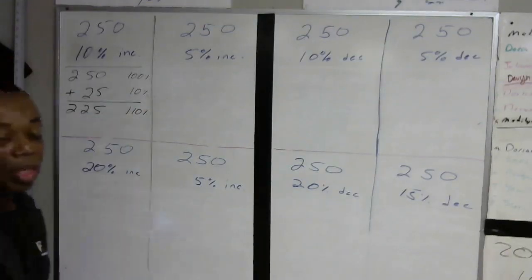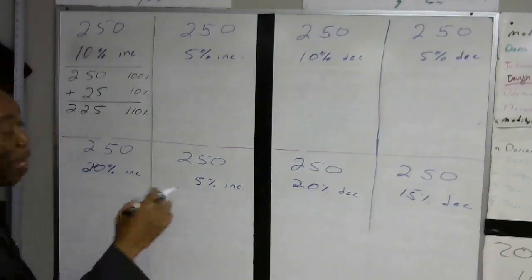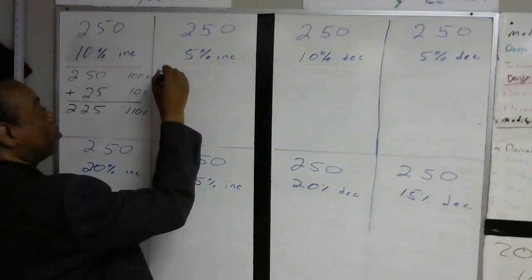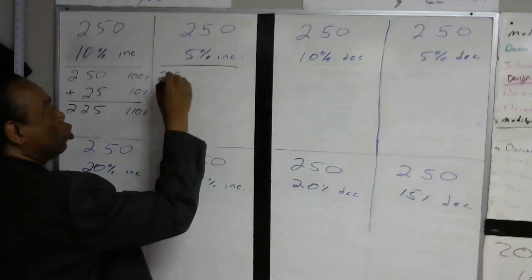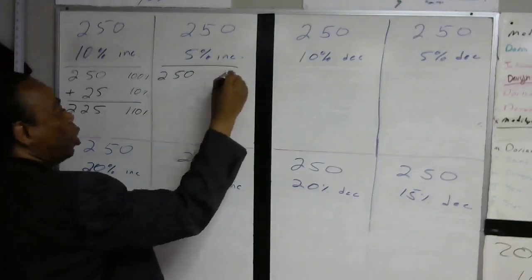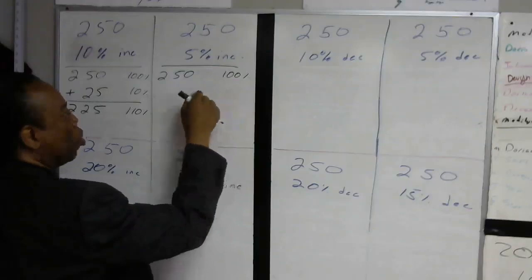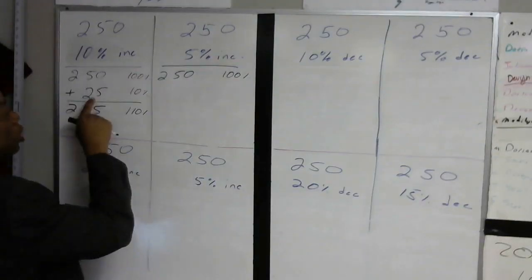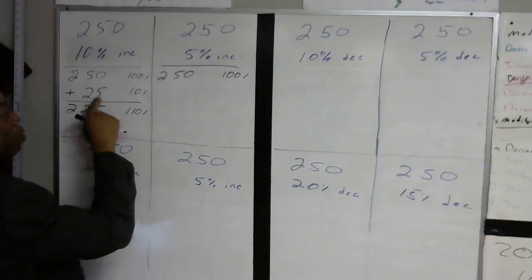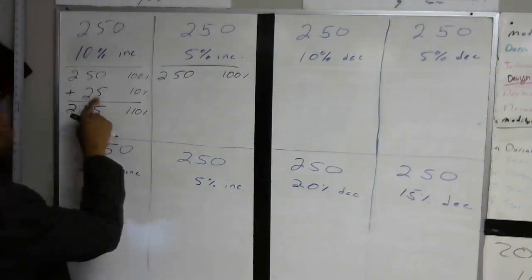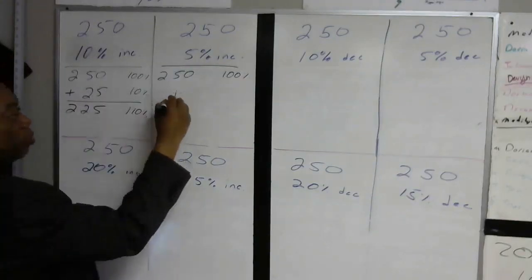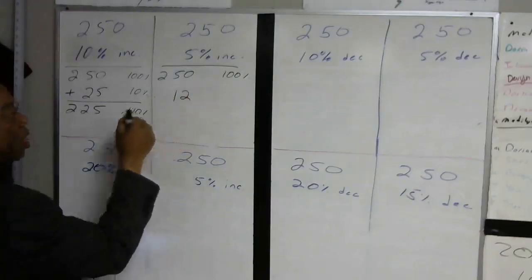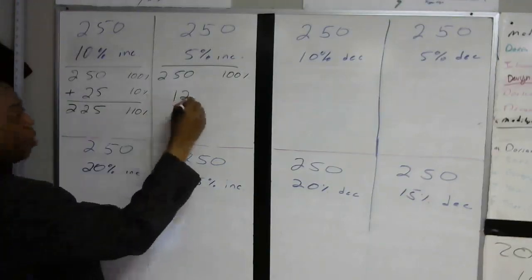Okay, let's find 5% or make a 5% increase in 250. First, 250 represents 100%. We're going to refer back to our 10% answer. Since 10%, 5% will be half of 25. The way that I take half of 25 is I take half of 24, which is 12, and then half of 1 is 0.5.